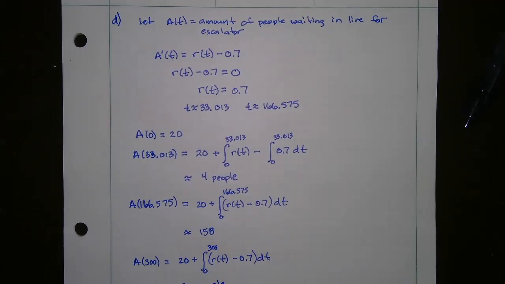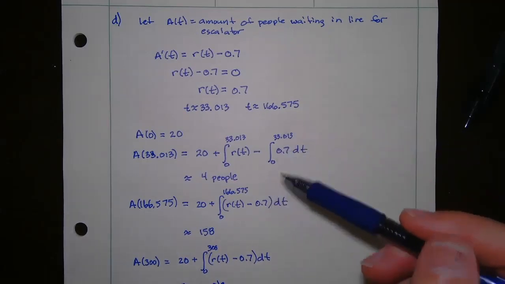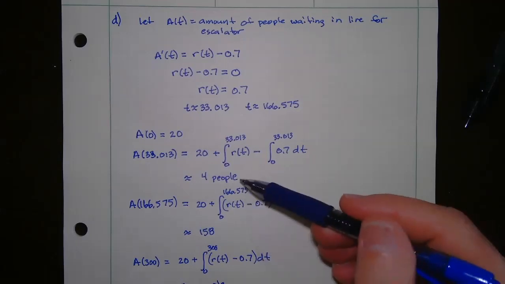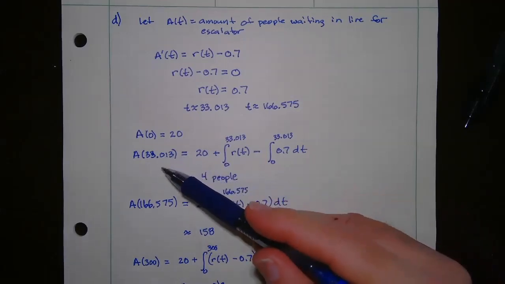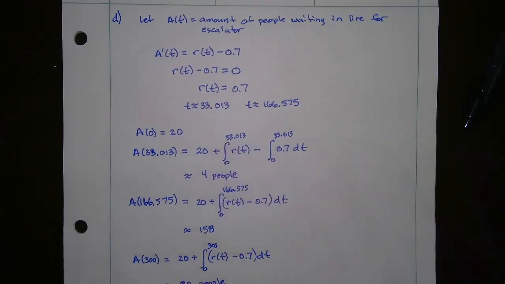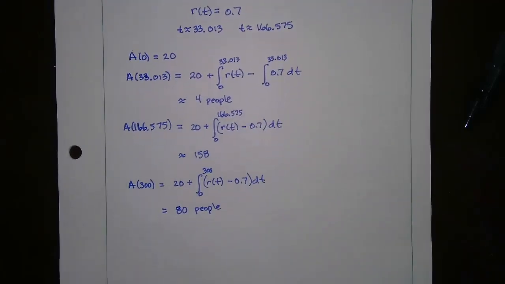Now it's a matter of going through and deciding which one of these is the smallest. So when was the line the minimum? It was this one. There were only 4 people in line at 33.013 seconds. Let me slide this up. Again, it was asking, to the nearest whole number, to find the number of people in line at this time. So at t is about 33.013 seconds, the number of people in line was a minimum.